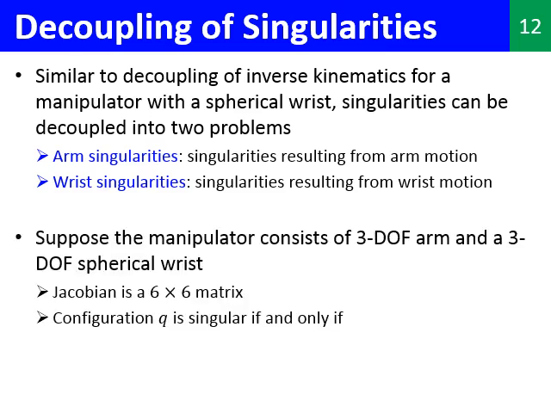Now let's consider a manipulator having a 3 degree of freedom arm and a 3 degree of freedom spherical wrist. So our Jacobian matrix is going to be 6 by 6. Okay, and now we know that a given configuration would be singular if the determinant of the Jacobian matrix is equal to 0 at that configuration. So remember that only certain specific configurations out of all the possible configurations of the manipulator in the workspace would be singular. Understood?